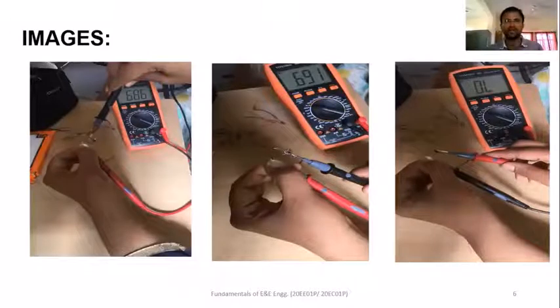So I have used here the BC107 transistor. But a transistor is basically a two diode analogy.